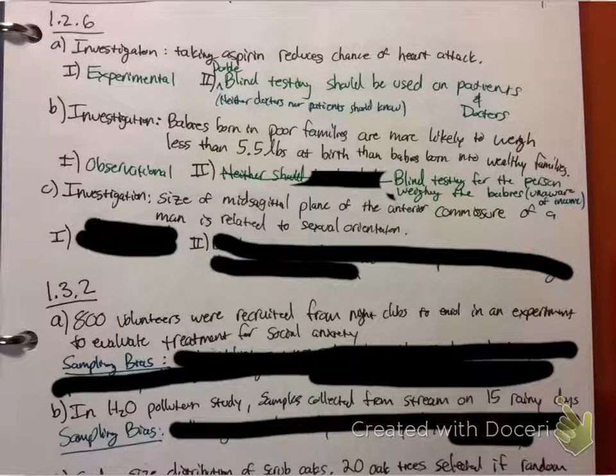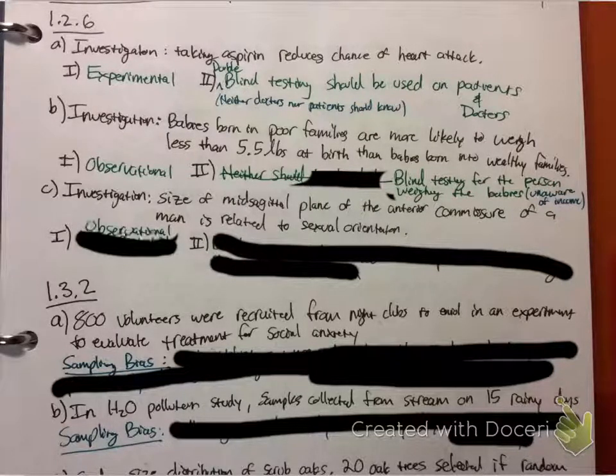Next one. So the investigation is the size of a... Oh, okay. Wait a minute. Okay, I understand this. So this word here sounds like a brain, part of the brain. So the size of the part of a brain of a man related to sexual orientation. So I guess depending on the size, it might relate to how the person identifies themselves with sexual orientation.